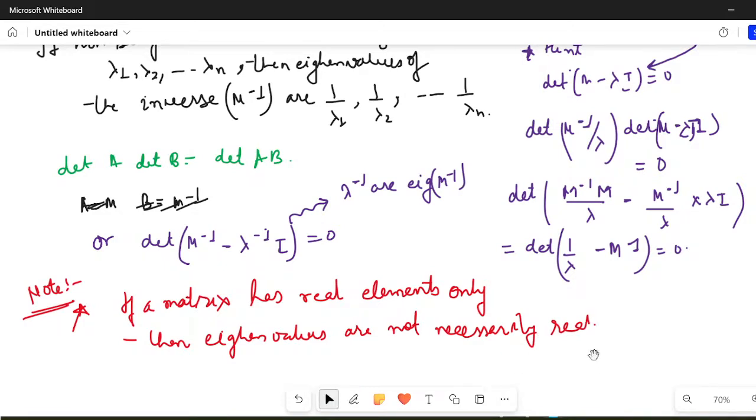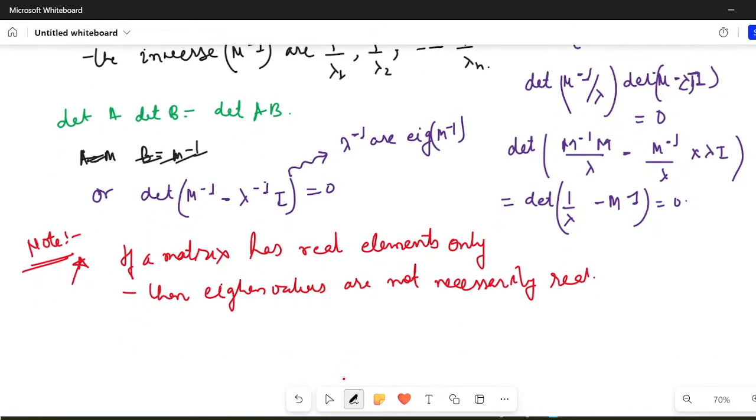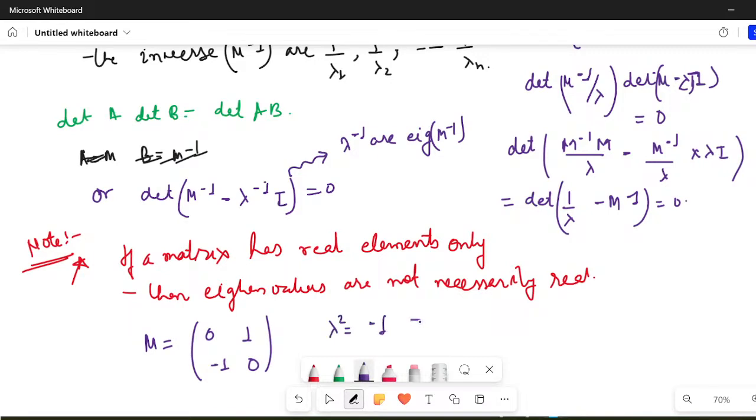Just for an example, let us say I take the matrix with 0, 0, and I take 1 here and minus 1 here. So what will it yield me? It will yield me lambda square is equal to minus 1. So from here I'll get lambda is equal to plus minus iota. However, you can see that this particular matrix contained all real values, all the elements are real, but the eigenvalues are imaginary.